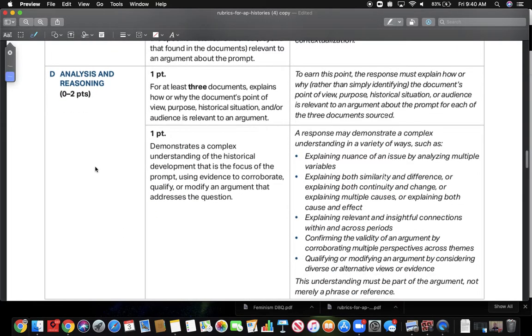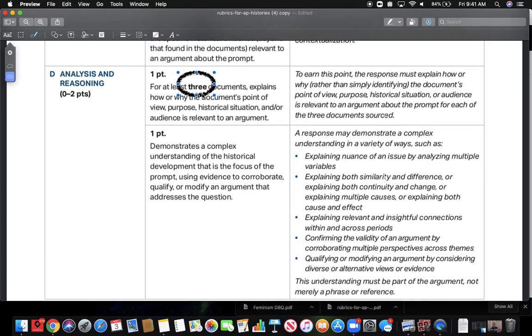The last thing that the College Board grades you on is analysis and reasoning. Now, there's 2 sections here. One that you're used to doing, and another that you are kind of used to doing because we've done it a little bit, but we're going to go over how to do it more specifically. Let's go over briefly the new thing. So for at least 3 of the documents, and this is harder, so I'm actually going to say go ahead and just plan on doing 3 of the documents. You have to explain how or why the document's point of view, purpose, historical situation, and or, it's not all of them, audience is relevant to an argument.